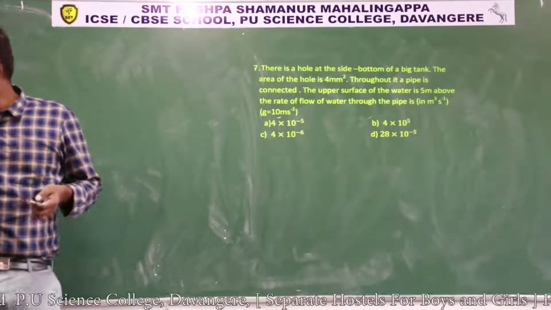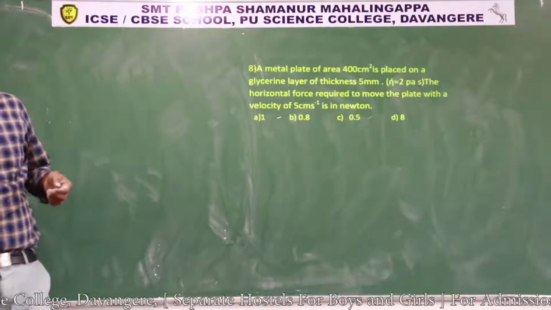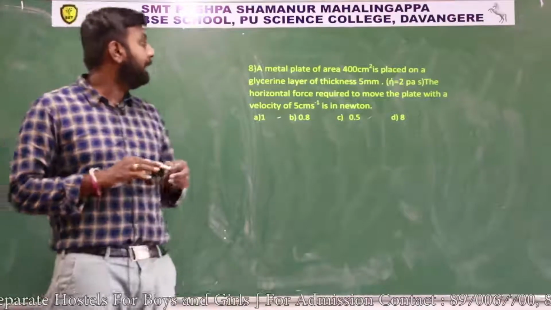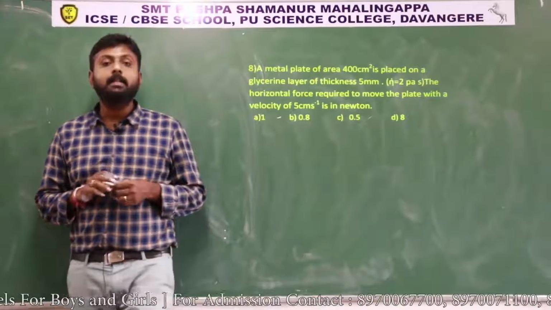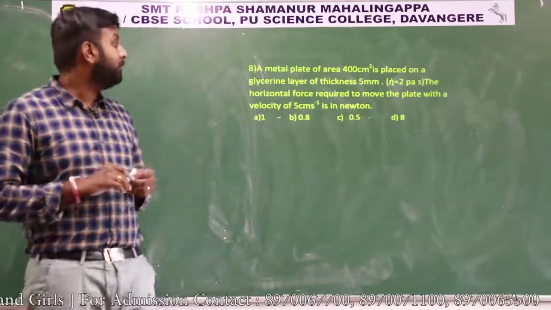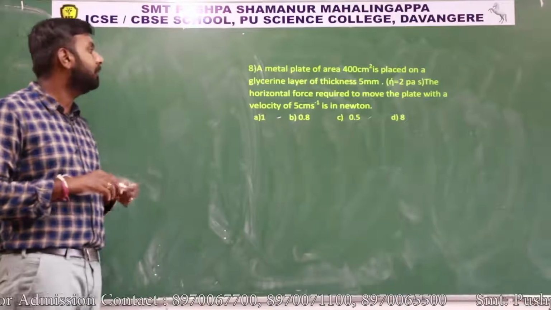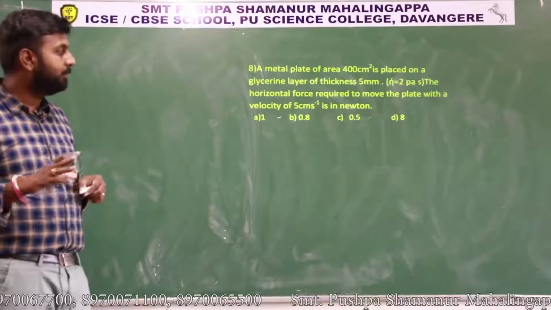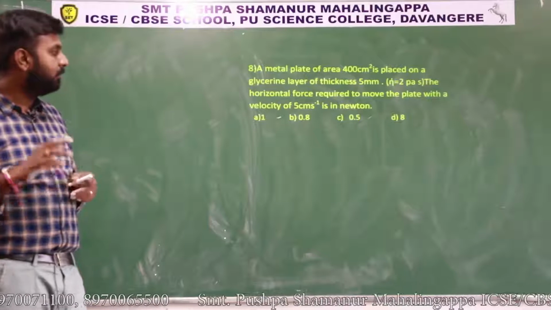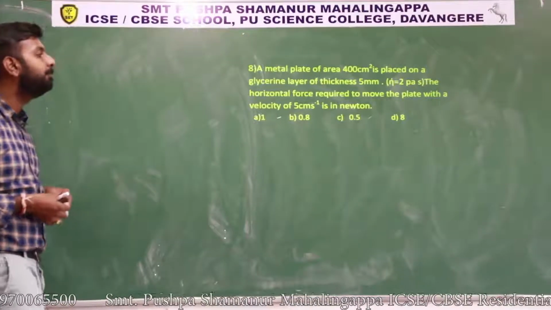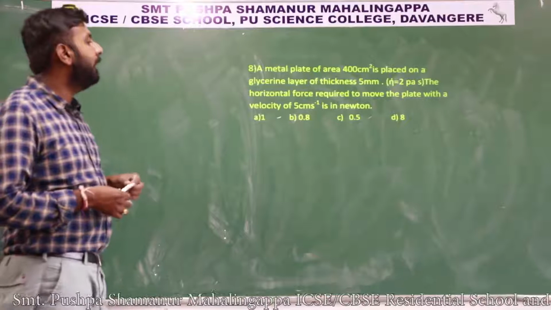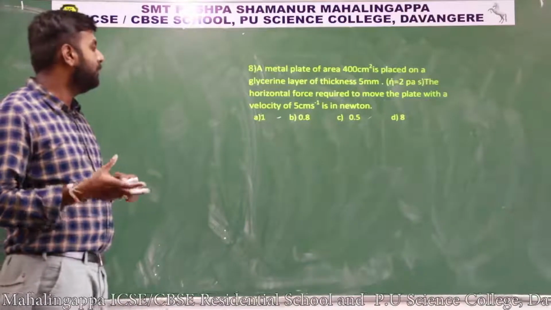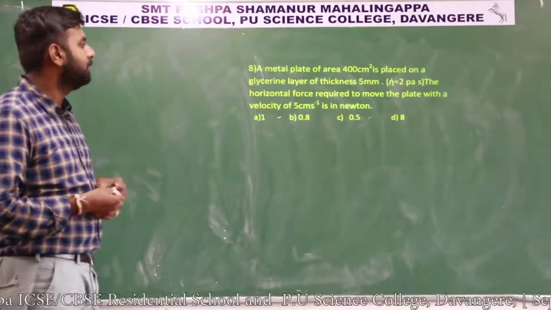And the next problem, the 8th one. See, in this problem, a metal plate of area 500 centimeter square is placed on a glycerine layer of thickness 5 millimeter, and the coefficient of viscosity is given as 2 Pascal second. The horizontal force required to move the plate with a velocity of 5 centimeter per second is in Newton. We have to find the answer.